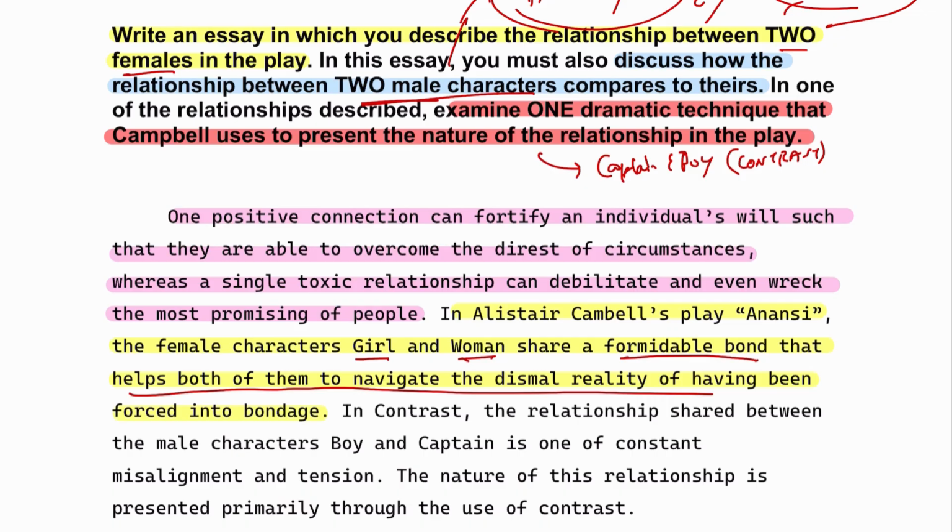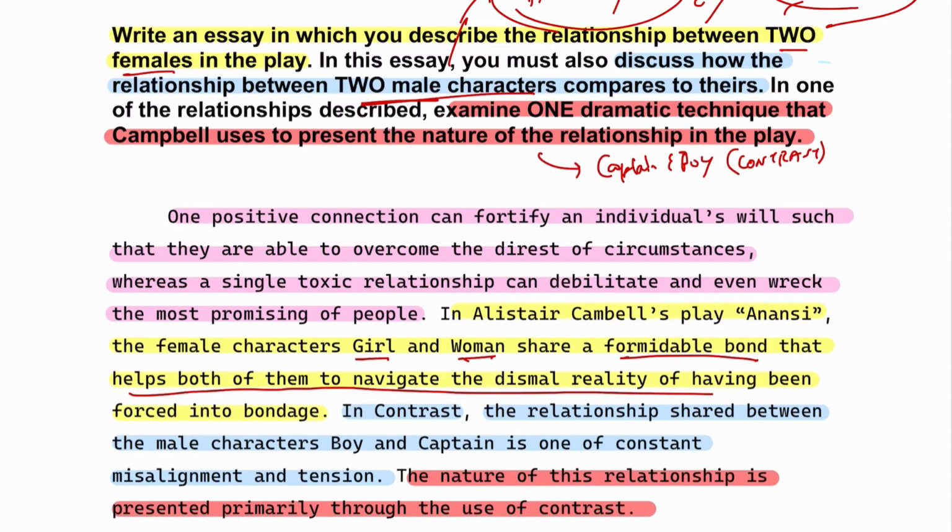Now let's see if we can touch on this point up here in blue. In contrast, because of course this relationship is kind of the opposite of the one I just described. In contrast, the relationship shared between the male characters, boy and captain, is one of constant misalignment and tension. Yes, I think that's enough for that. And I need to touch on this red section here where I mention how contrast is used to present that relationship. The nature of this relationship is presented primarily through the use of contrast.